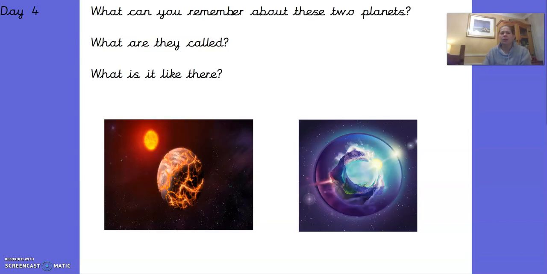So yesterday we looked at these two planets, very different planets. Okay, and we were looking at lots of information writing about these two planets. So, to start with, can you remember what they were called? This one was called Planet Blazing. And I think it was called Planet Blazing because it's very hot on there, and there's lots of lava. Okay, and this one was called Planet Rocky Glow. And we talked about how this one glows and it's transparent. Okay, well done if you remembered that from yesterday.